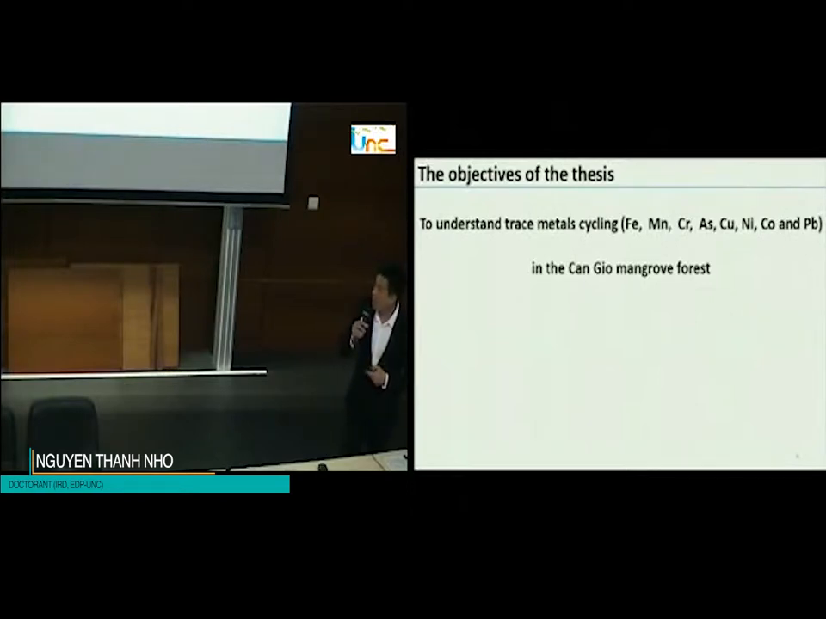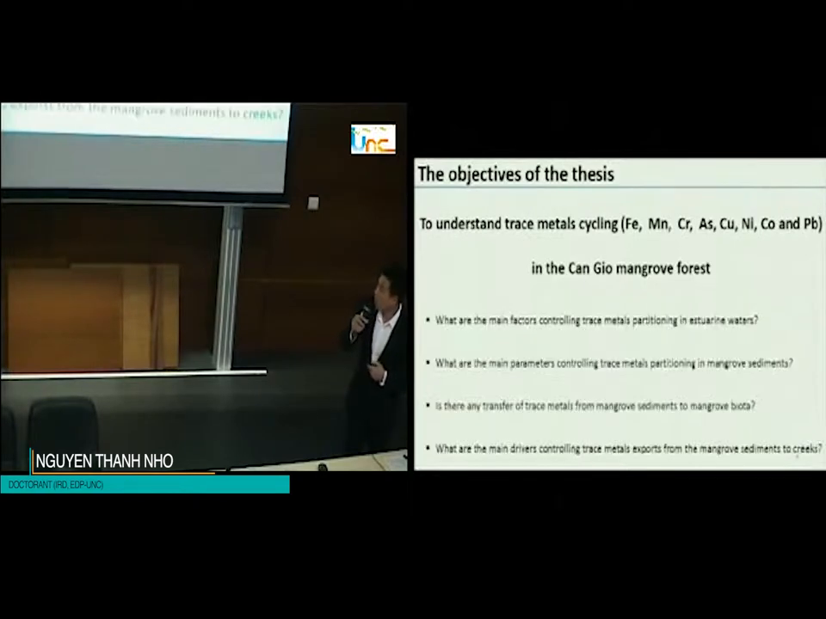For my PhD thesis, the main objective was to understand the fate of some trace metals in the Can Gio mangrove forest. To reach our objective, we sequentially answered some questions concerning the main factors controlling trace metal partitioning in estuarine water, the main parameters controlling trace metal partitioning in mangrove sediment, the transfer of trace metals from mangrove sediment to mangrove biota, and the main drivers controlling trace metal export from the mangrove sediment to the creek.